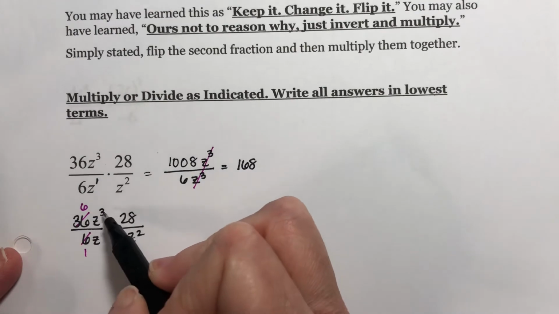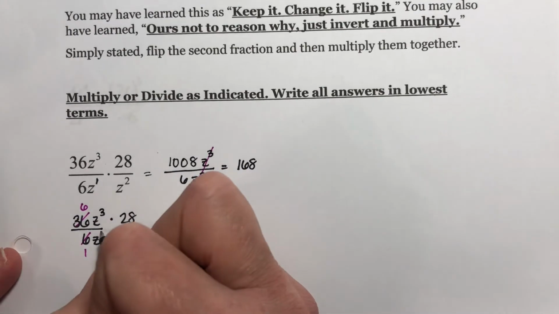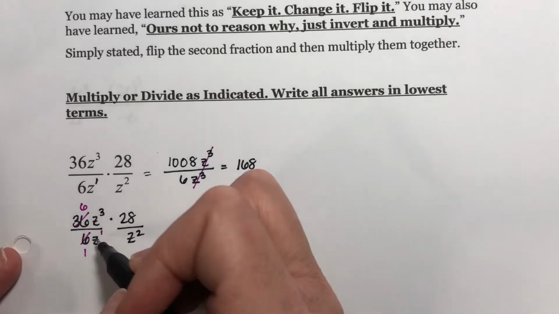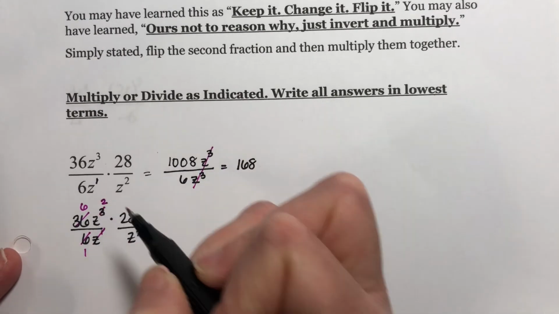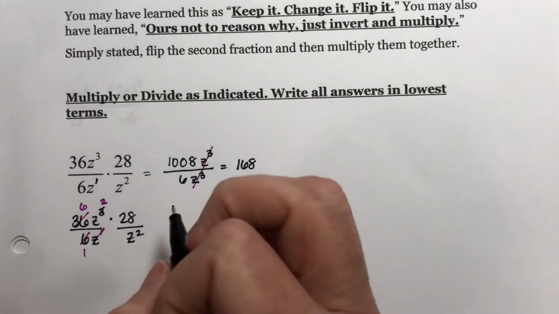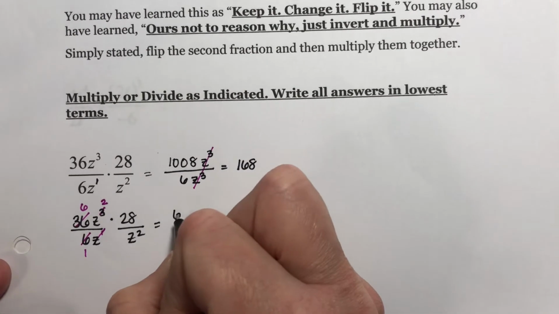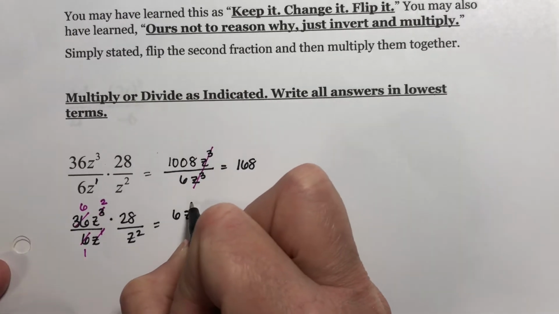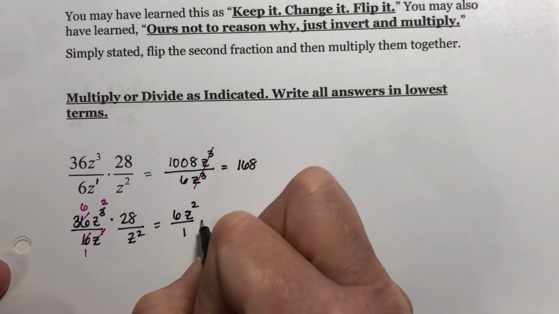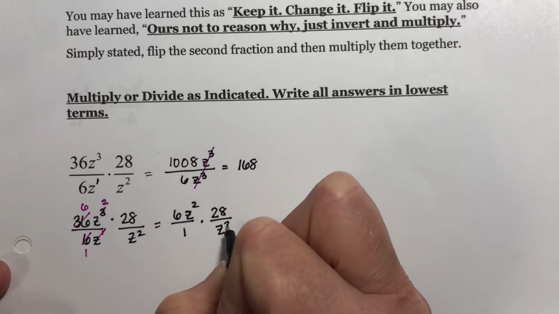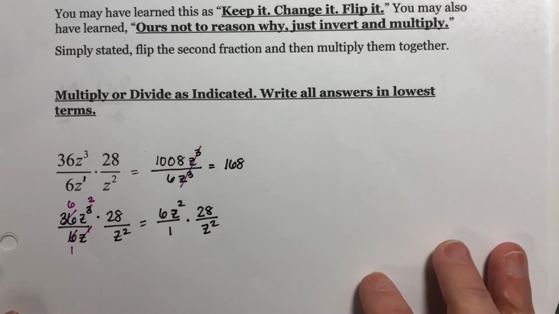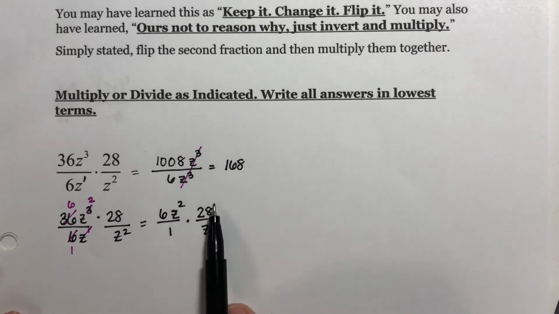Now look here. I have a z cubed in the top and a z to the first power in the bottom. We say that this one cancels out one of those. So now I have a z squared in the top. Now I'm going to rewrite this because sometimes they get complicated and you want to rewrite them to make sure you don't lose anything. But you can also do this all in one step. So this is where we are right now. I've reduced that one. This one does not reduce.